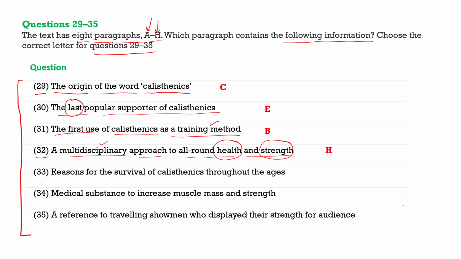Now moving to question number 33. Reasons for the survival of calisthenics throughout the ages. Now we need to find the information on what the reasons are for the survival of calisthenics. Any guesses, students? Now we have read the entire passage. Can you find the answer easily now? You need to find where it is mentioned the reasons for the survival of calisthenics throughout the ages.